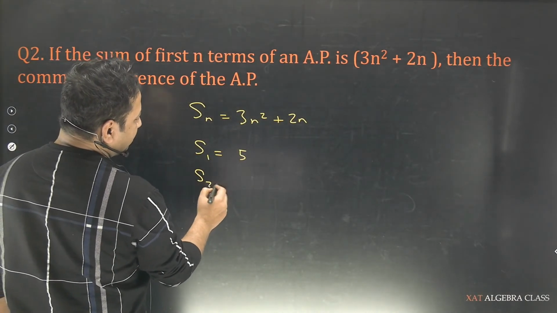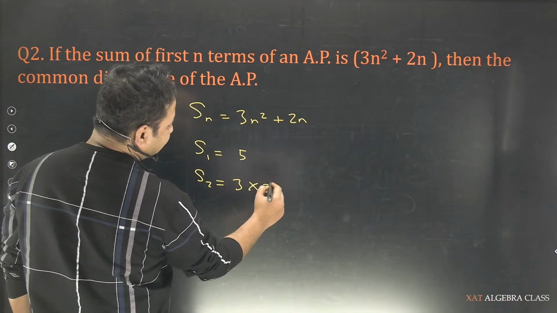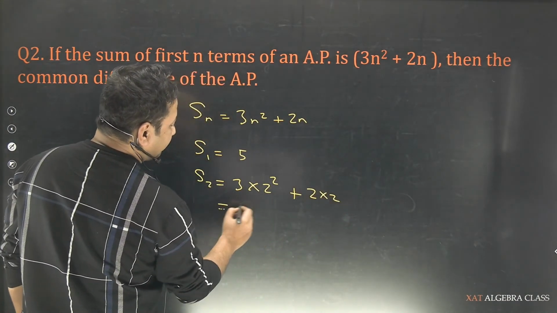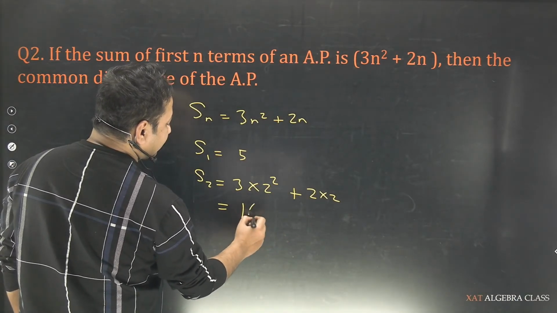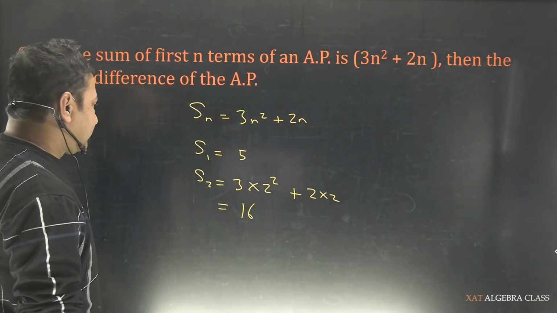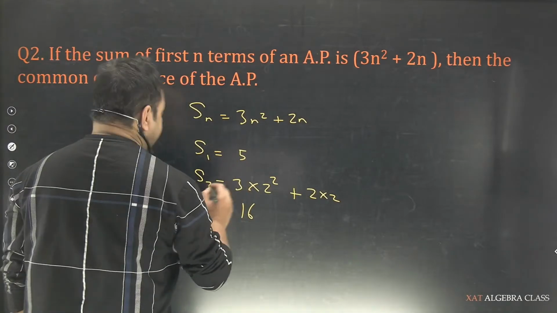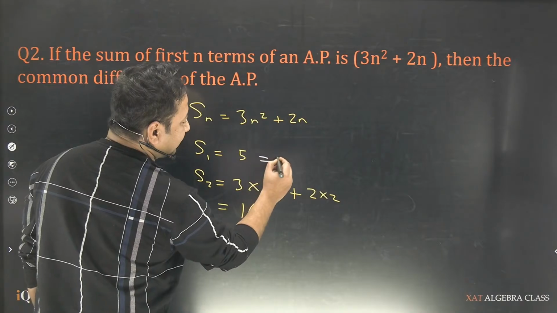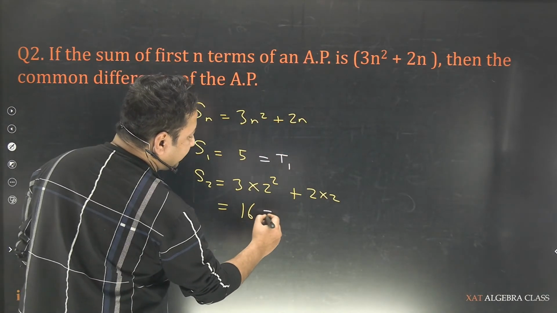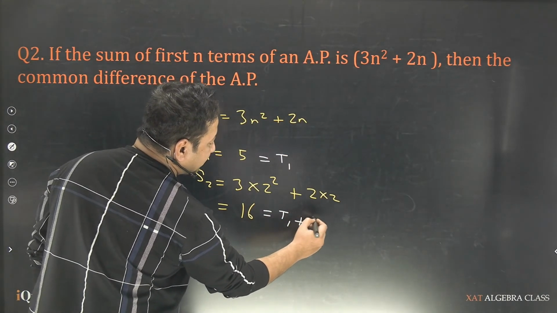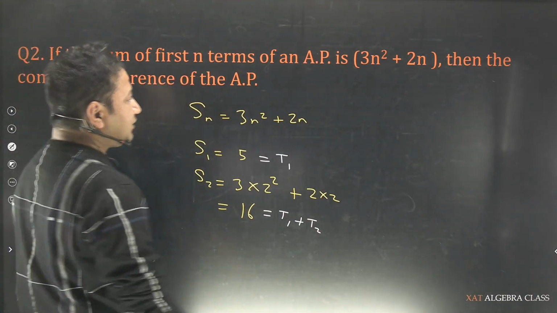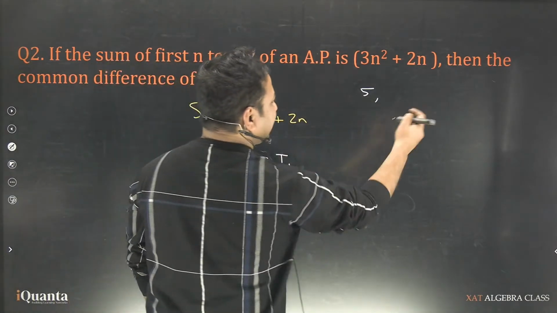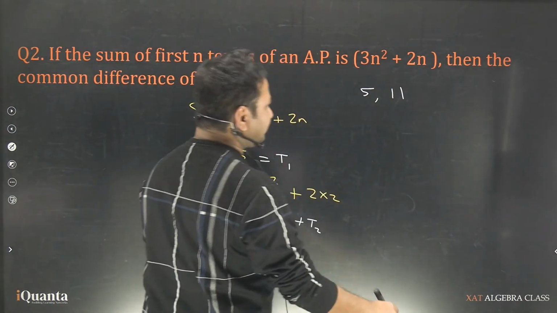If I put 2, what do I get? 3 into 2 square plus 2 into 2. 3 4s are 12 plus 4 is 16. Now look at this. So as I said, the sum of first term would be the first term itself, like this can be written as T1, and the sum of two terms will actually be T1 plus T2. So first term is 5 and sum of two terms is 16, that means the second term will be 11. Is that clear?